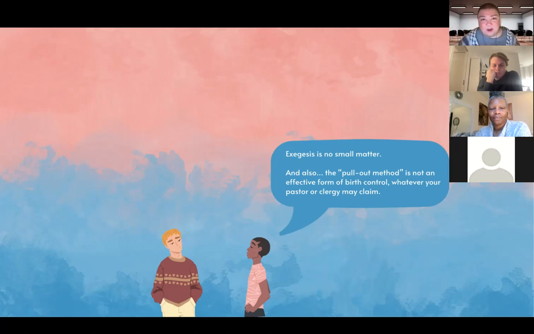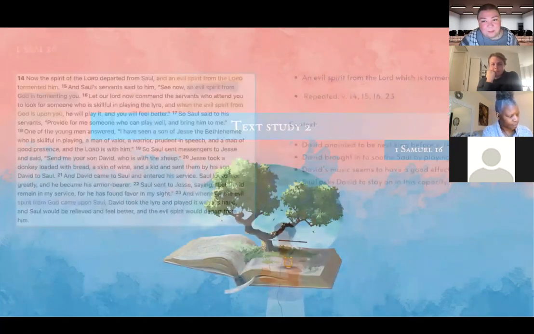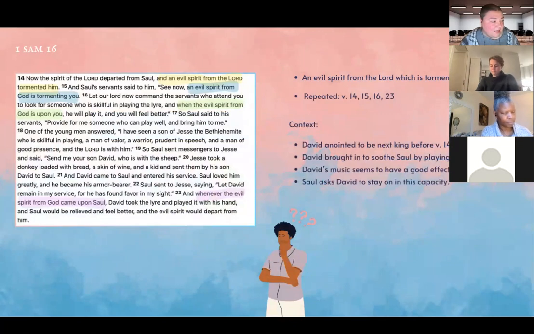Okay, let's go on to our second study. This will be a shorter one, but still a good demonstration. 1 Samuel 16, from verse 14.